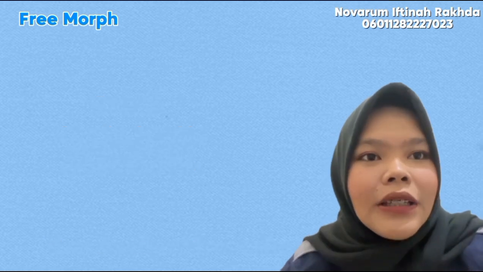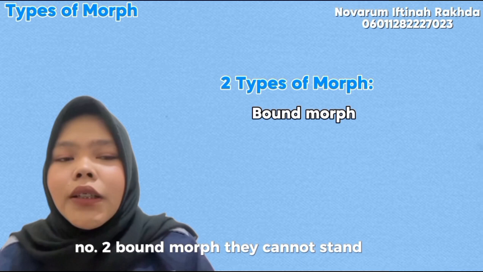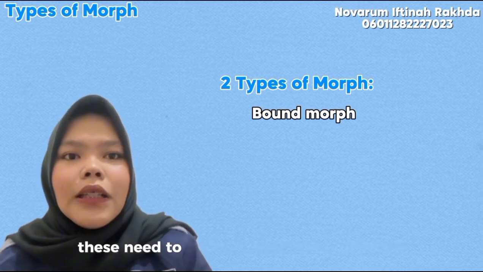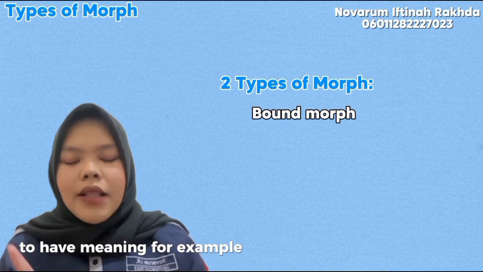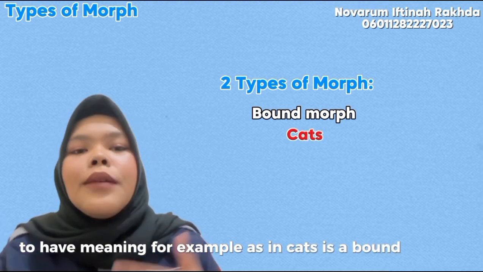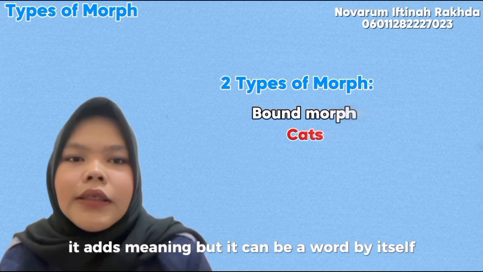Number two, bound morphs. For example, in the word cats, they cannot stand alone. These need to be attached to other morphs to have meaning. For example, s in cats is a bound morph. It adds meaning, but it cannot be a word by itself.